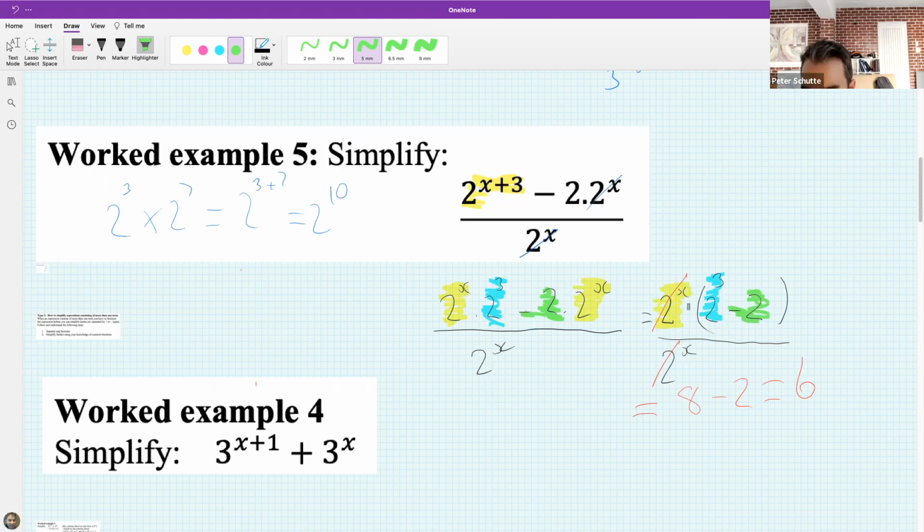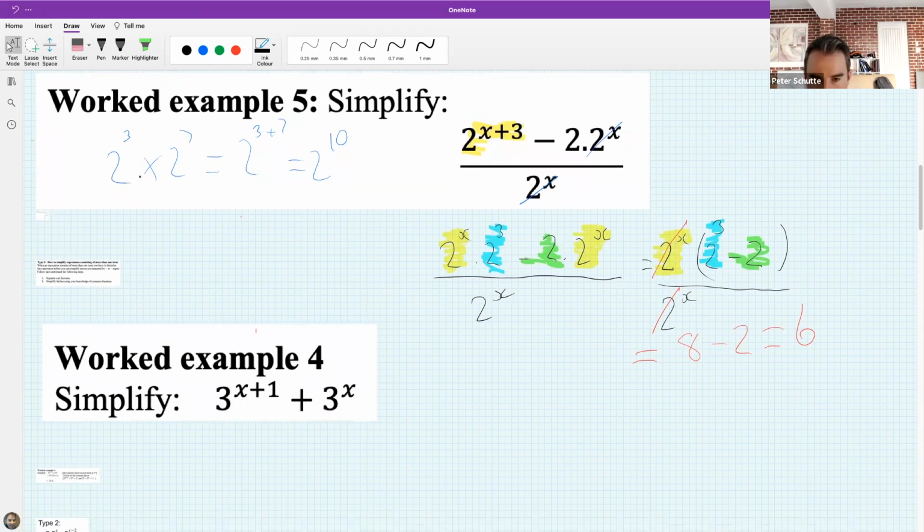And once I've written it in factorized form, I can now cancel out the 2 to the x's. I'm allowed to because it's a multiplication on top. And then all I'm left with is 2 to the 3 minus 2, which is then 8 minus 2. And then I get 6. So even if you have to look at that again, or the recording to have a look at how I did it the first time, I hope that gives you a little bit of help.